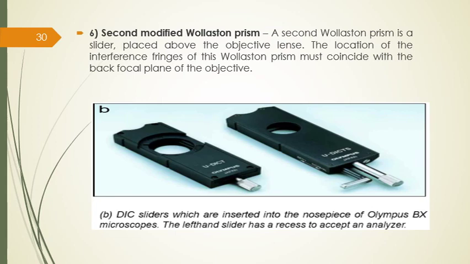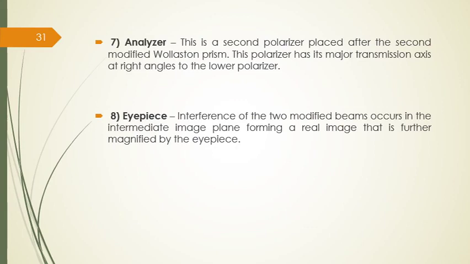After that we have the analyzer. This is the second polarizer placed after the second modified Wollaston prism. This polarizer has its major transmission axis at right angle to the lower polarizer. In the end we have the eyepiece. The interference of the two modified beams occurs in the intermediate image plane, forming a real image, which is further magnified by the eyepiece.